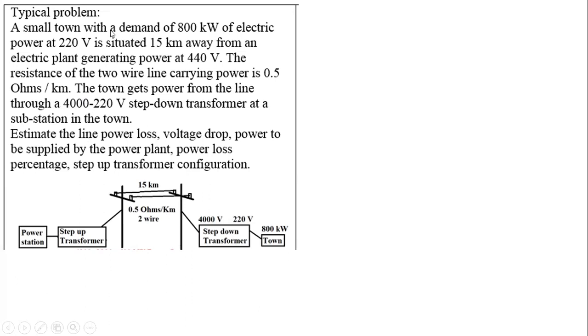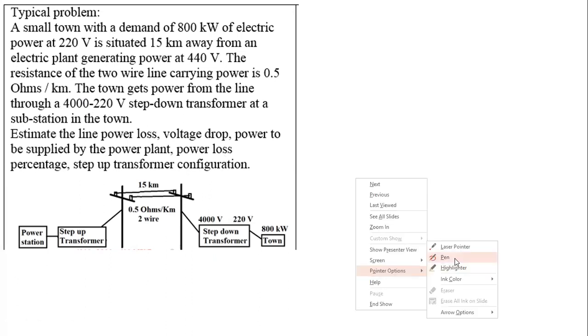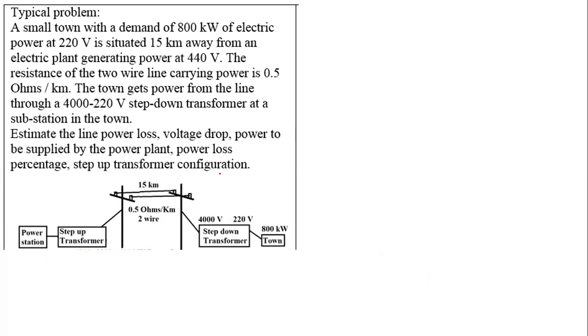What they say is a small town with demand 800 kilowatt. So 800 kilowatt is the requirement of the town at 220 volt supply. It is situated 15 kilometers away from an electric plant generator. So the power plant is somewhere here, 15 kilometers between the power plant and the town. And they are given the resistance details here.